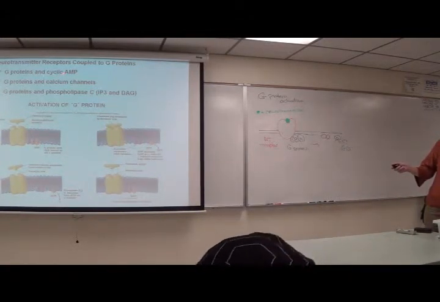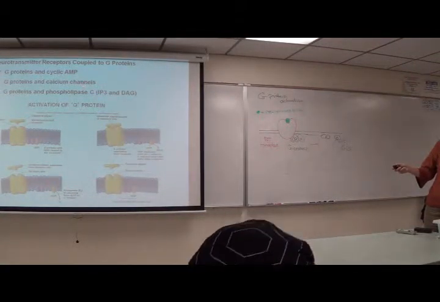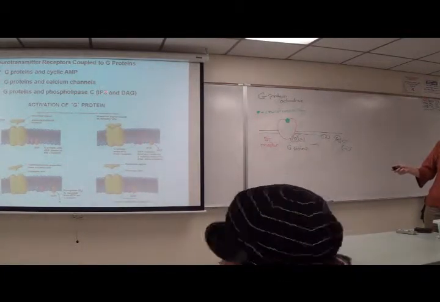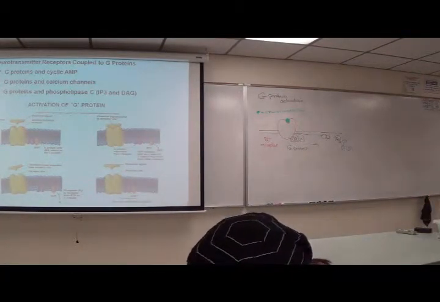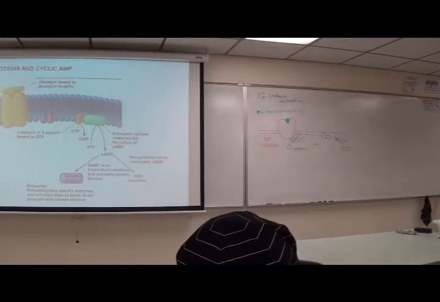We have activating of cyclic AMP, which is our second messenger, calcium channels, which doesn't require one, and then the IP3DAG, which is a combination of those first 2. So this is the cyclic AMP.